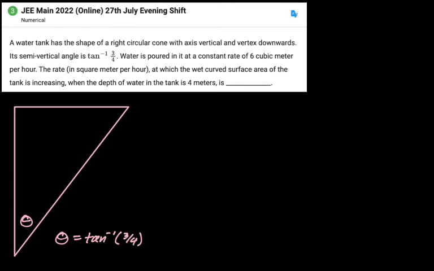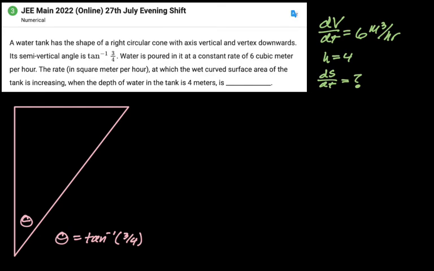All right, so now what do we do with this information? Well, what else do we know? We know dv dt is given. It's 6 cubic meters per hour. We also know that the height when we're doing this is going to be 4. We're looking for the rate of change of the wet curved surface area. I'm going to call that ds dt, using s for surface area.